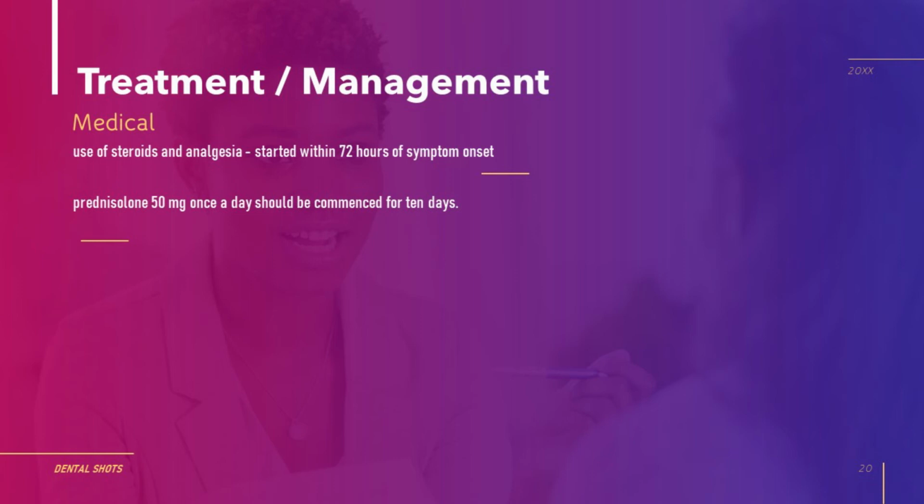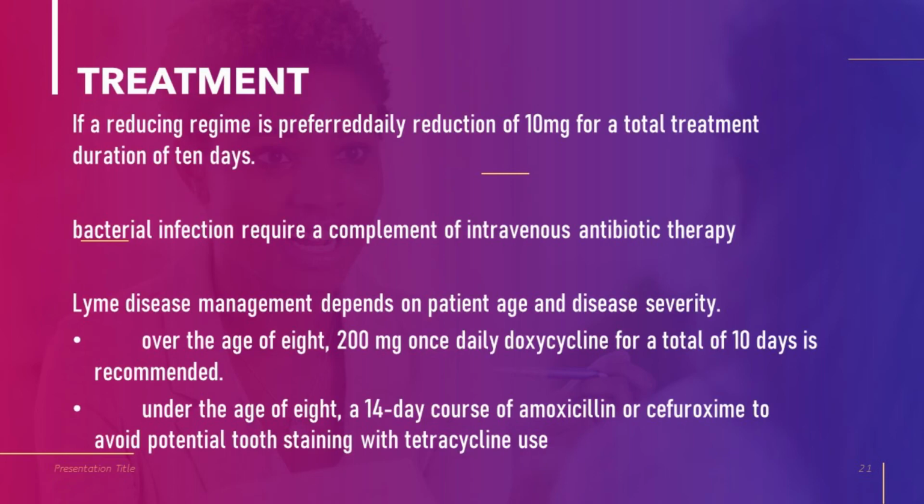The medical treatment is the use of steroids and analgesia within 72 hours of symptom onset. Prednisolone 50 milligram once a day should be commenced for 10 days. If you want to reduce the steroid level, the reducing regimen should preferably reduce by 10 milligram, for a total treatment duration of 10 days.